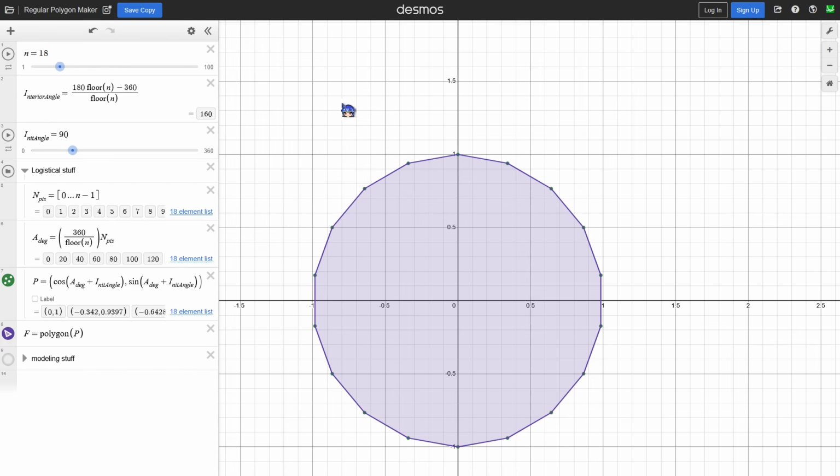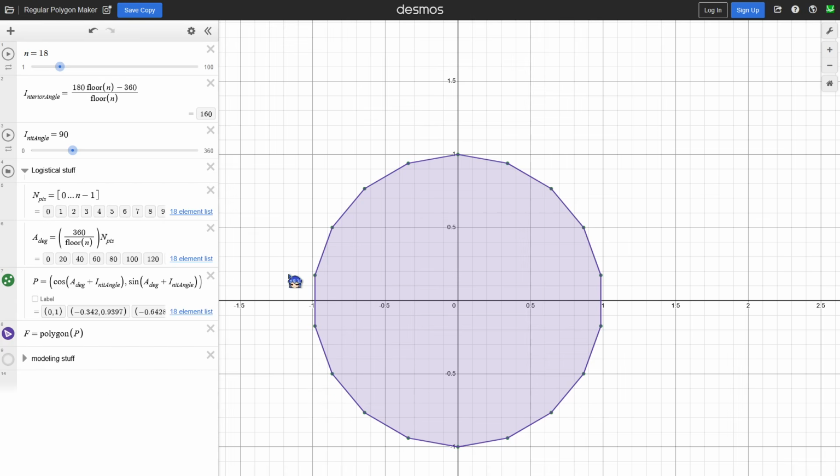Yeah, that's about it. You just give it a given amount of points, it makes a list based on that, gets the angle measures of each point there, uses trigonometry to get each point in a list, and then just makes a polygon to fill it in.